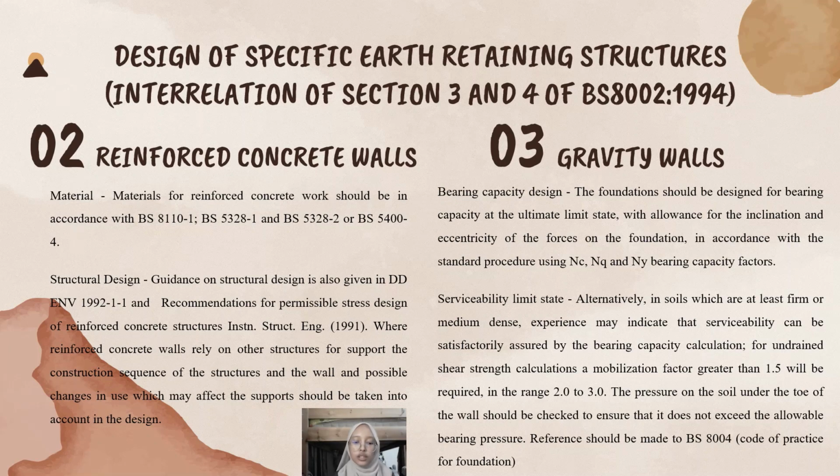Lastly, in terms of the serviceability limit state, alternatively, in soils which are at least firm or medium dense, experience may indicate that serviceability can be satisfactorily assured by the bearing capacity calculation. For undrained shear strength calculation, a modulus factor greater than 1.5 will be required, in the range of 2 to 3. The pressure on the soil under the toe of the wall should be checked to ensure that it does not exceed the allowable bearing pressure.